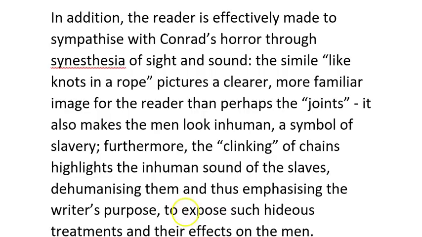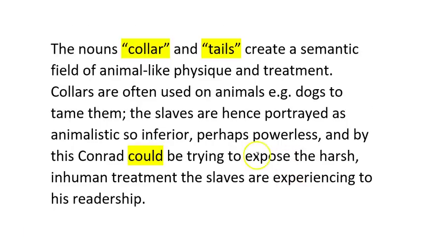So what I love about this is that she's come back to the writer's purpose again. If I highlight that, what you'll see is these hideous treatments refer to what she said earlier. The previous paragraph also included this reference to the harsh inhuman treatment. In other words, Alessia's paragraphs go in an order because she's building an argument. She's linking her paragraphs together.